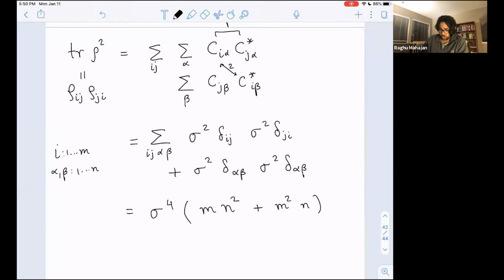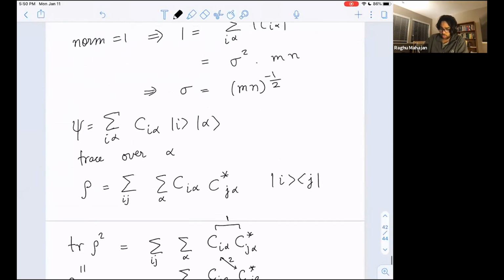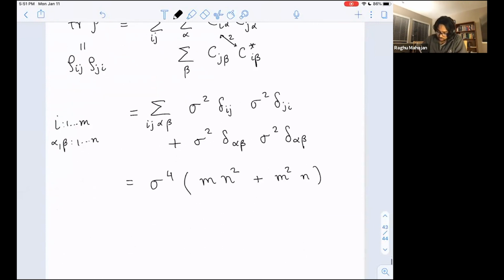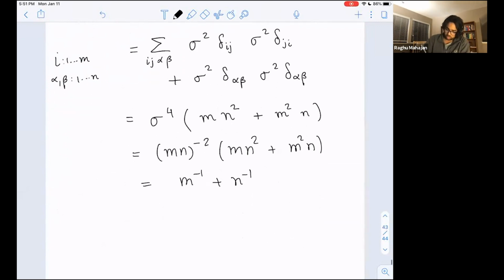Okay, and I'll remind you above that sigma had some value. It was mn to the minus a half. So sigma to the fourth is mn to the minus 2. So this is equal to mn to the minus 2, m squared n, which is equal to m to the minus 1 plus n to the minus 1. So this is a very simple result.